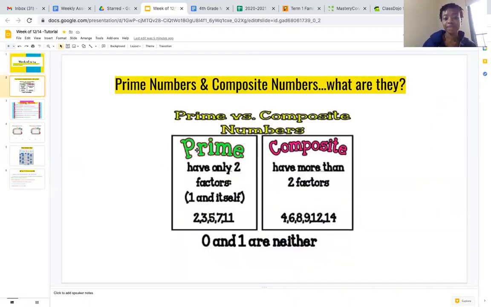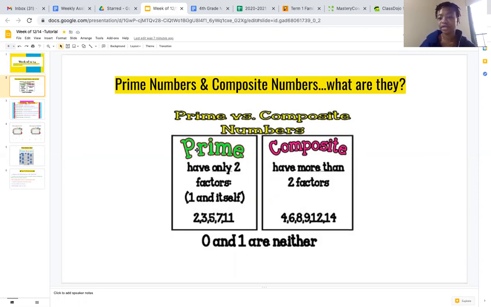So a prime number is a number that has just two factors, the number 1 and that number itself. For example, the numbers 2, 3, 5, 7, and 11 are all examples of prime numbers because only 1 and each of those numbers multiplied together gives us that number.